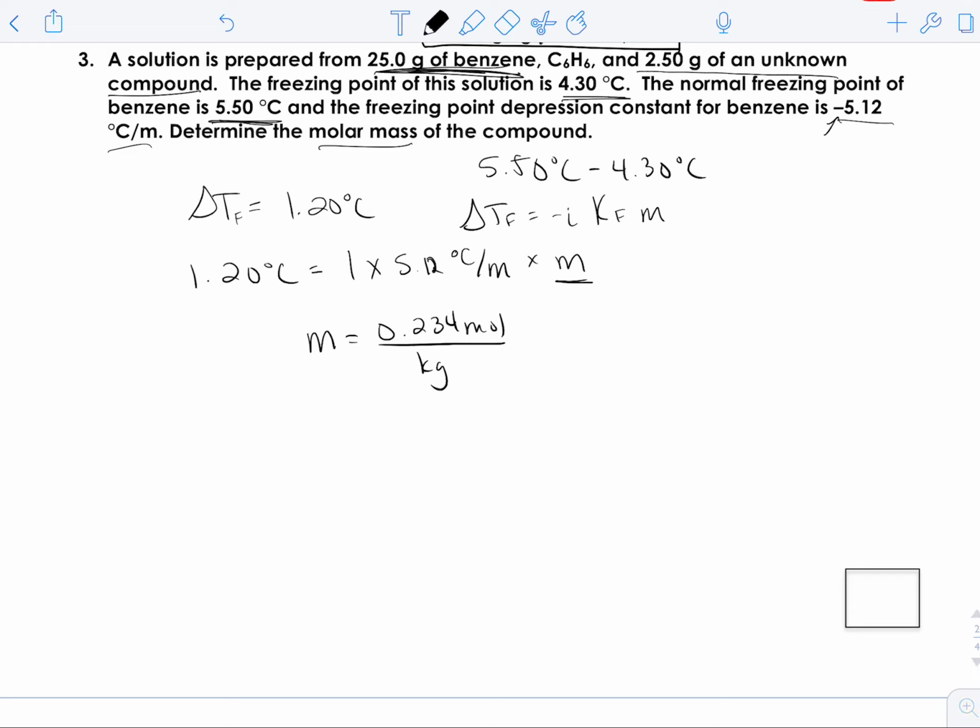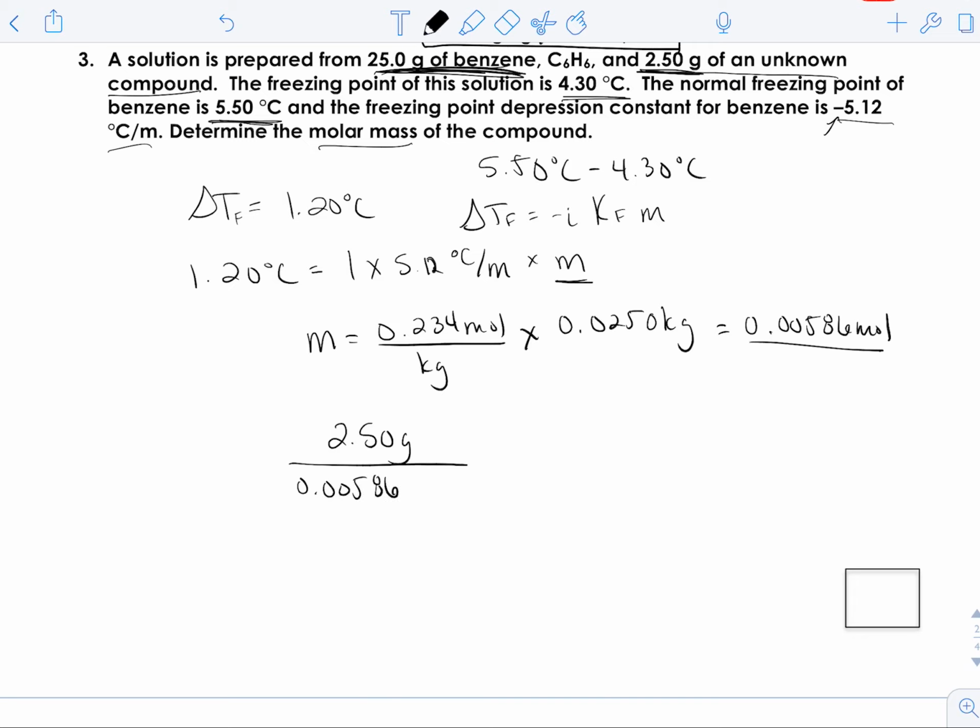We have our mass of benzene, so we're going to convert that into kilograms, 0.0250 kilograms. When we do that, that'll cancel out kilograms. That'll give us moles of 0.00586 moles. Then we could take our mass of our unknown divided by our moles of our unknown to get our molar mass. 2.50 grams divided by 0.00586 moles gives us 427 grams per mole. Okay.